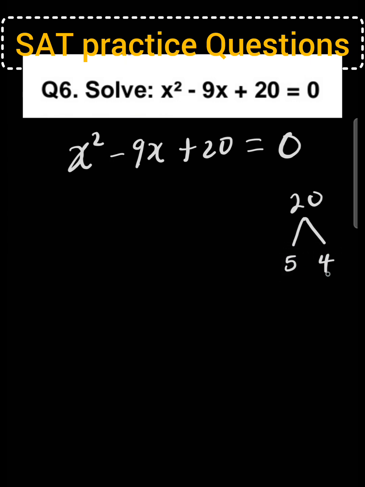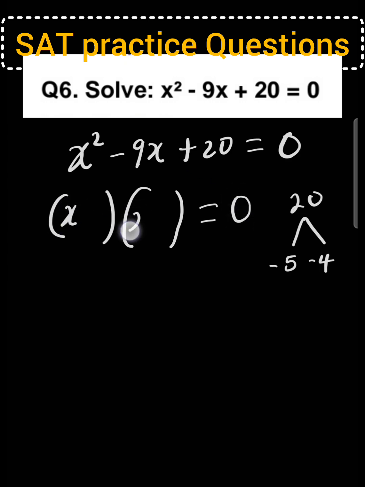5 multiplied by 4 gives us 20, and 5 plus 4 gives us 9, but here we need -9. So we add a negative to each, so that when you add them you get -9, and when you multiply, the negatives cancel and we get 20. Next, we open two brackets that multiply each other and equate to 0. The variable is x, so write x in each bracket. Then the two factors: the first is -5, and the second is -4.